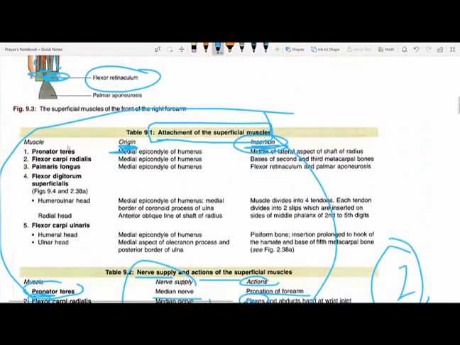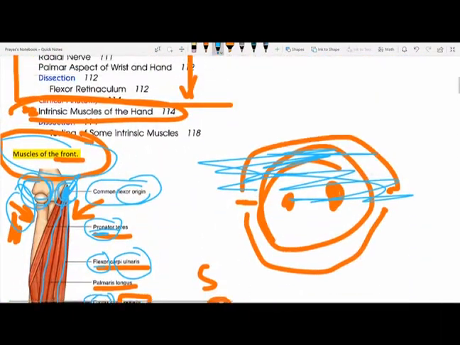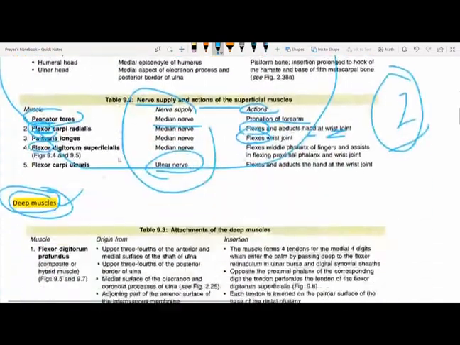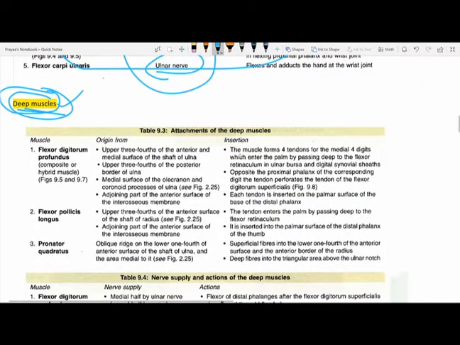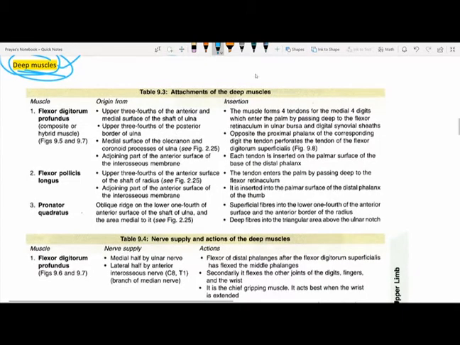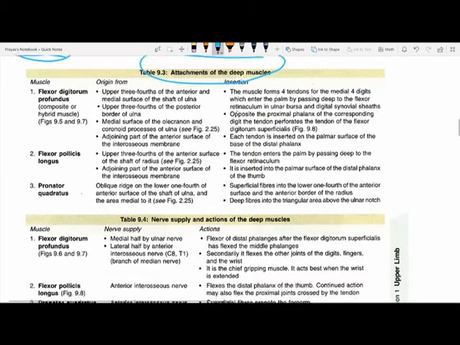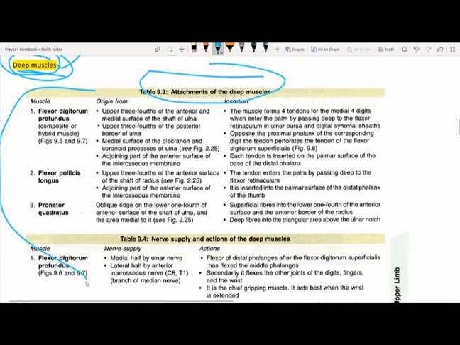But since I only have the PDF of the older edition, it does not have any diagram showing the deep muscles. So sorry, I don't have the diagrams showing deep muscles. But we do have the table. So this is the table for deep muscles.